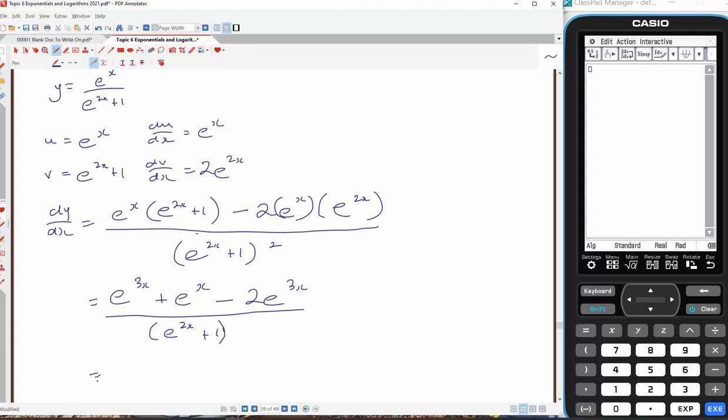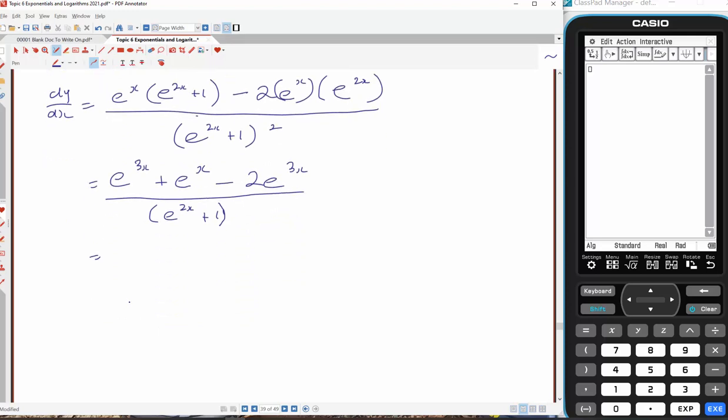Okay, and can we do anything with that? So this is one lot of e to the 3x, remove 2 lots of e to the 3x. So that's going to be just e to the x, take away e to the 3x over e to the 2x, oh, I forgot that squared sign, it's naughty, plus 1 all squared. Now I really think that's the best we can probably do with that. Let's try it on the calc.